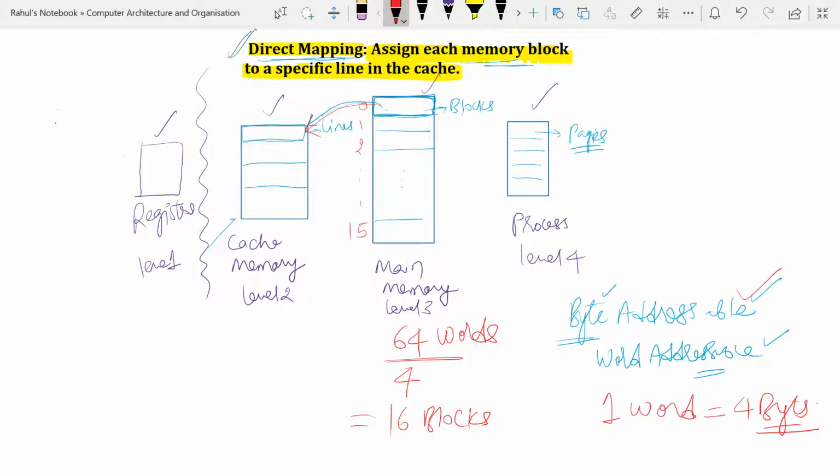So in 16 blocks, all these 64 words are there, starting from 0, 1, 2, 3, 4, 5, 6, 7, 8, 9, 10, 11, likewise that. So at last it would be 63, then 62, 61, 60, likewise that. So the complete 64 words are there in the main memory. Okay, now it is lines.